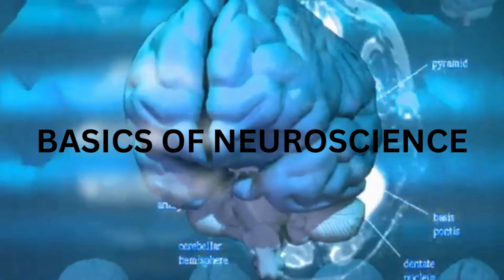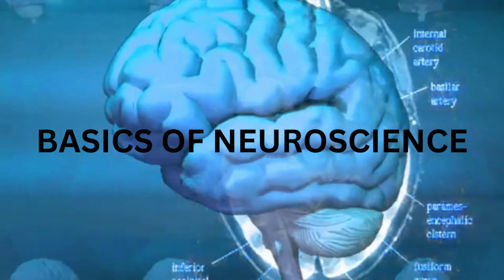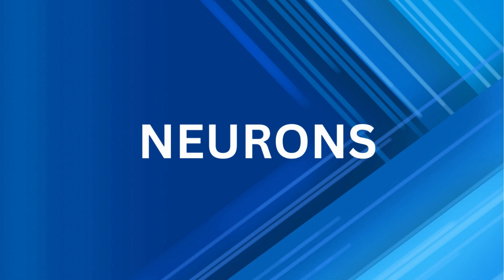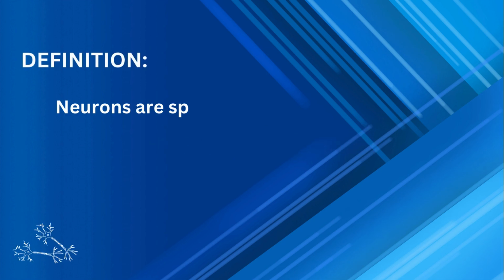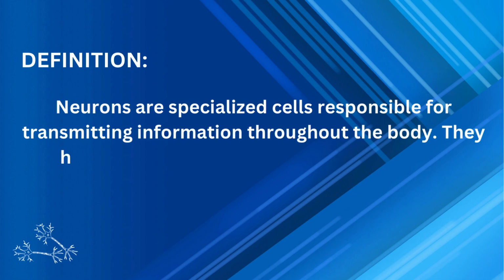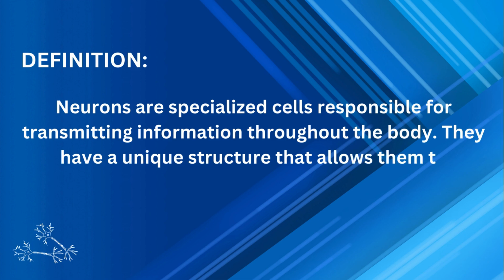I'm Brighty, and today we are going to explore the fundamental building blocks of the nervous system. Neurons. Let's dive in. Neurons are specialized cells responsible for transmitting information throughout the body. They have a unique structure that allows them to communicate effectively.